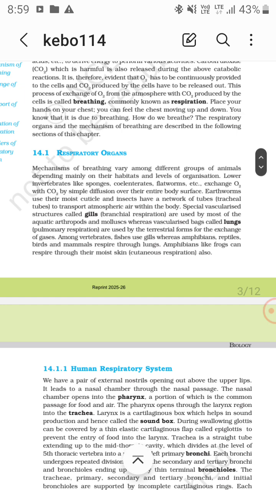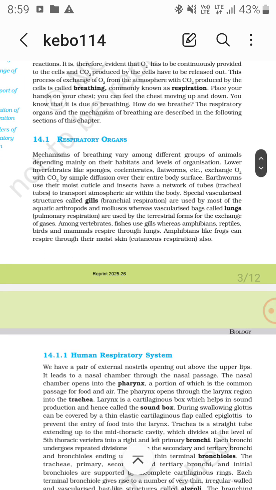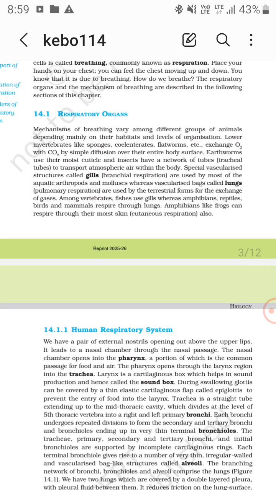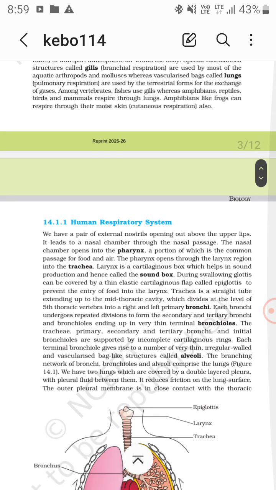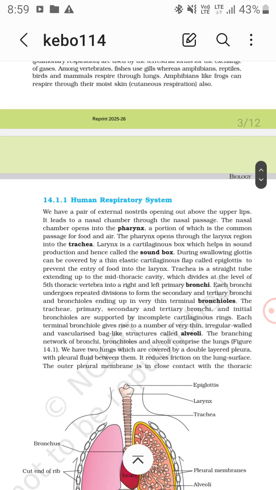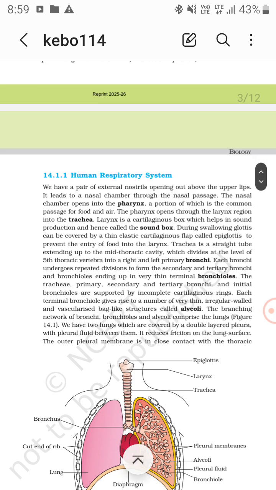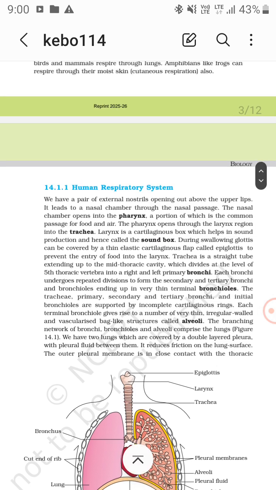Okay, now amphibians, reptiles, birds and mammals respire through lungs. Amphibians also respire through moist skin, that is cutaneous respiration. Now the human respiratory system: pharynx, trachea, sound box, bronchi, bronchioles and alveoli. So the pharynx is the common passage for food and water.